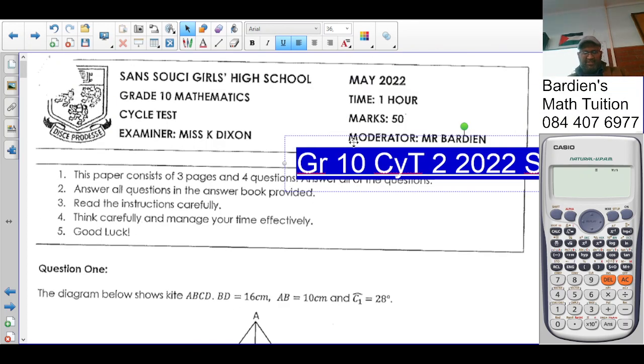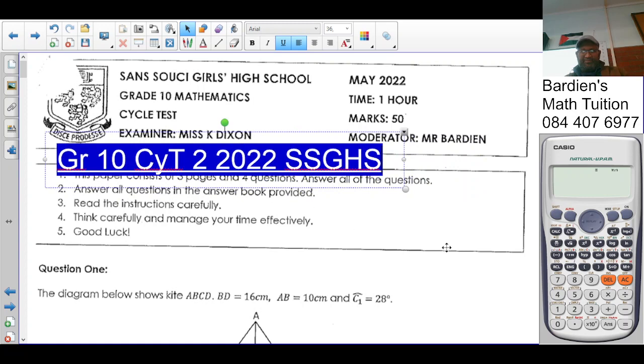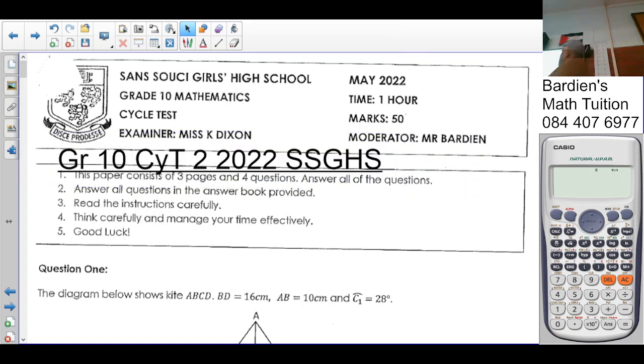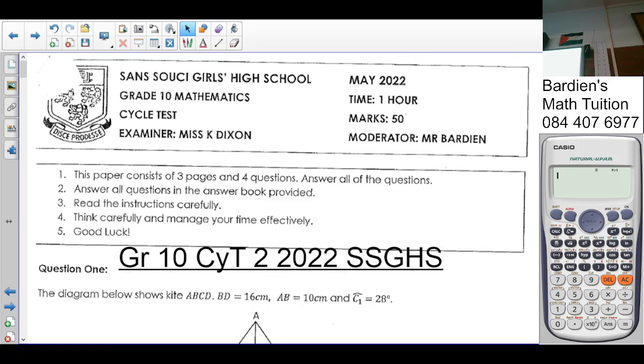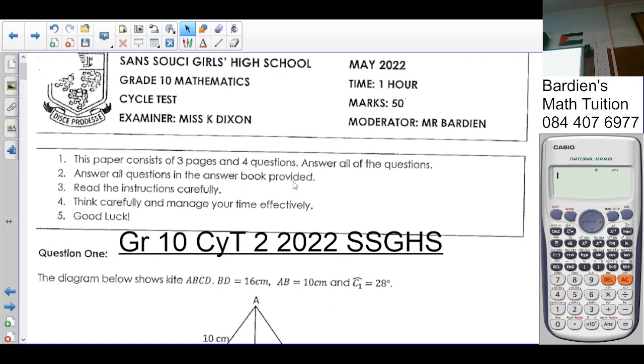Right. So this was your cycle test. It was worth 50 marks. You were on for 1 hour. So let's do the memo to this quickly. This is how you're supposed to have gotten 50 marks.